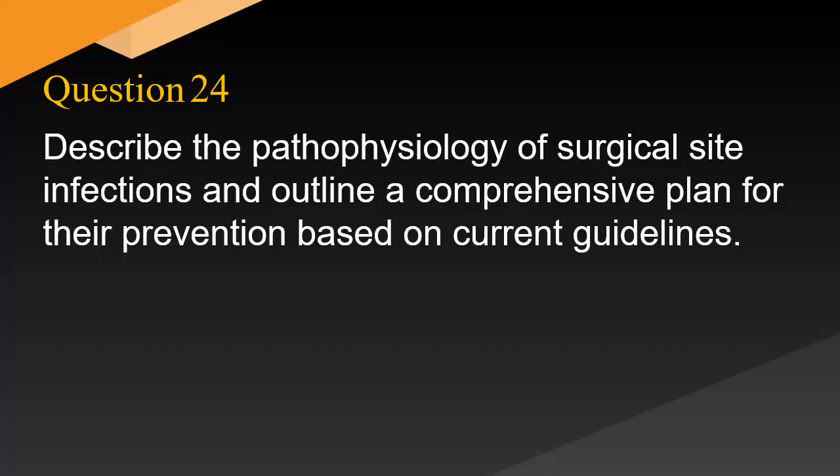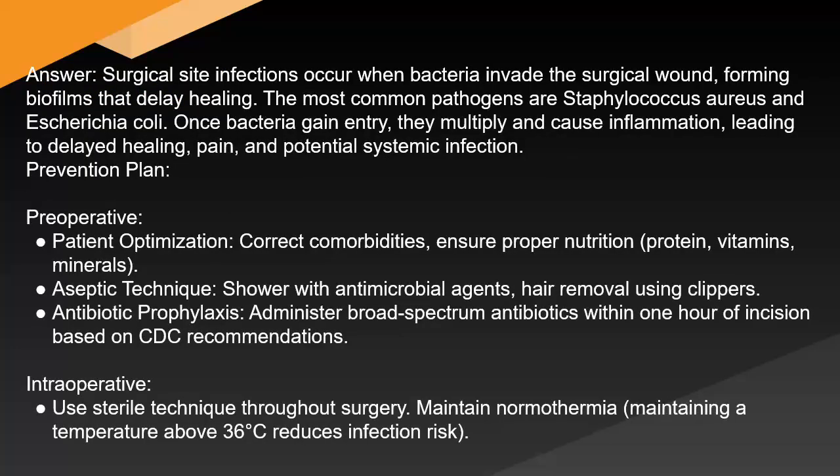current guidelines. Answer: surgical site infections occur when bacteria invade the surgical wound, forming biofilms that delay healing. The most common pathogens are Staphylococcus aureus and Escherichia coli. Once bacteria gain entry, they multiply and cause inflammation, leading to delayed healing, pain, and potential systemic infection. Prevention plan: preoperative patient optimization, correct comorbidities, ensure proper nutrition, protein, vitamins, minerals.